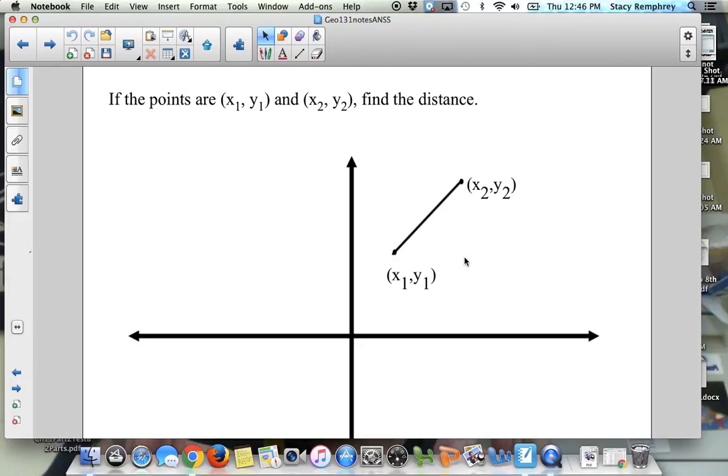I'd like you to push pause and really try to figure out how would I generalize it if D represents distance and these are the variables that represent the coordinates of the 2 points. So push pause now and give that a try.